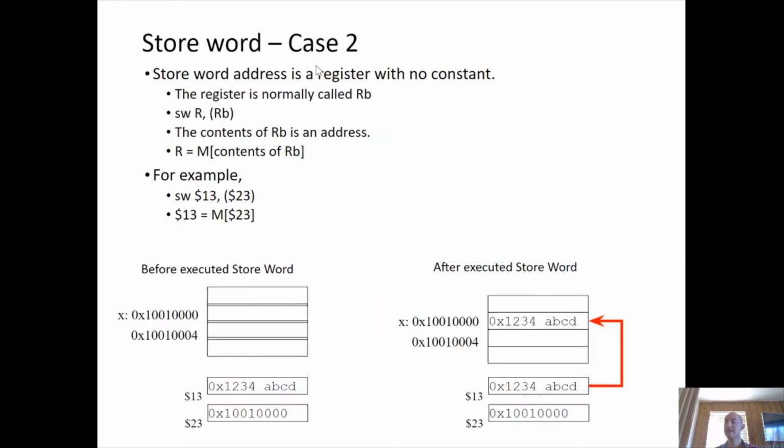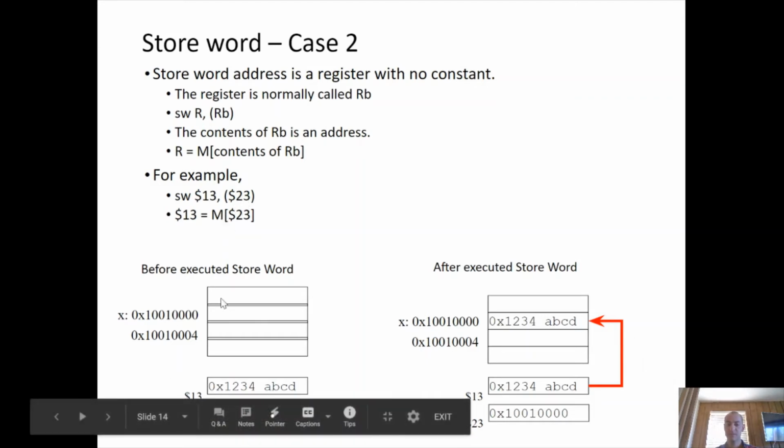The second case, again, is similar to load word. Instead of a label, we are giving a register, and that register is a pointer to the memory location that we want to save the content into. So this RB here, as an example, is 23, and we can see at the bottom of the screen that 23 contains 1001 0000. So this is going to be our destination, because that is the content of register 23, and we're going to target that address in our memory.